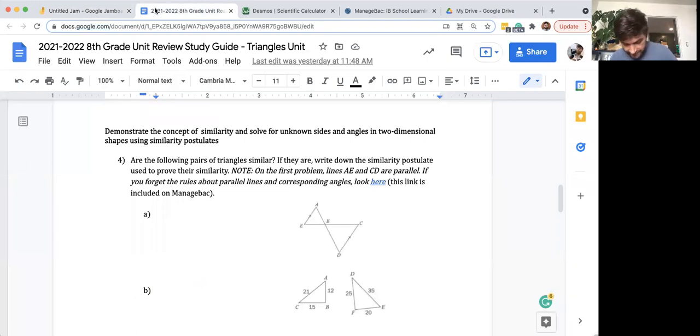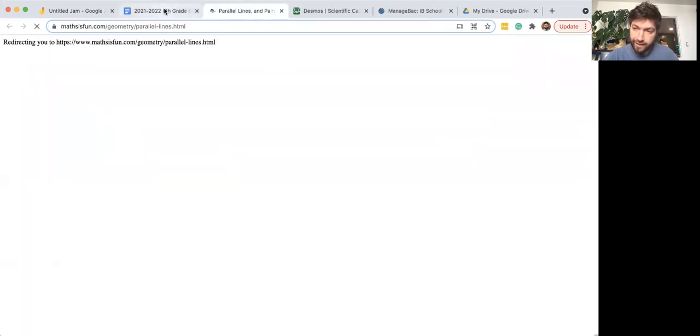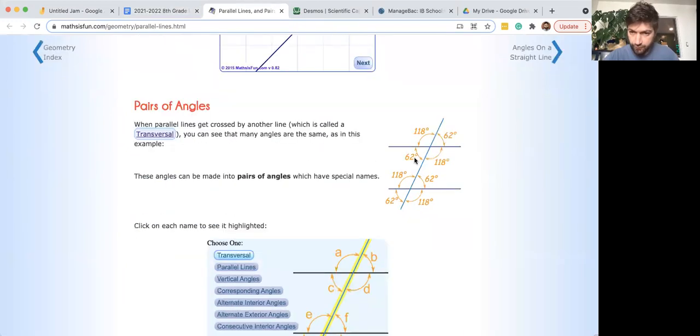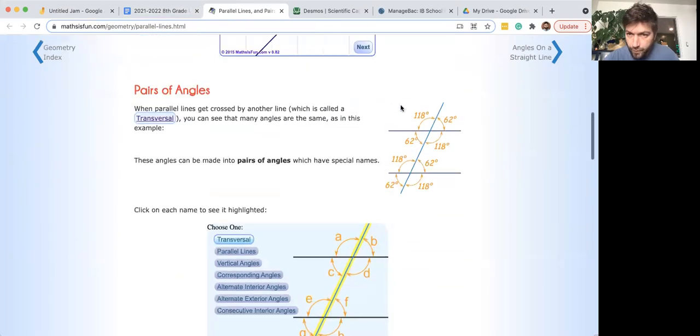So we're going to look at this first guy here. It's one of these hourglass setups. You're going to see a lot of these. The first thing I want you to note is that these little arrows mean that these lines are parallel, okay? And I have this little link here, which helps you with parallel lines. I'm going to attach it to ManageBack as well. You will see it. It tells you how you can figure out that when you have parallel lines crossed by a single line, the angles opposite like this are going to be equivalent, and then the mirrored angles here are going to be equivalent, and vice versa, okay?